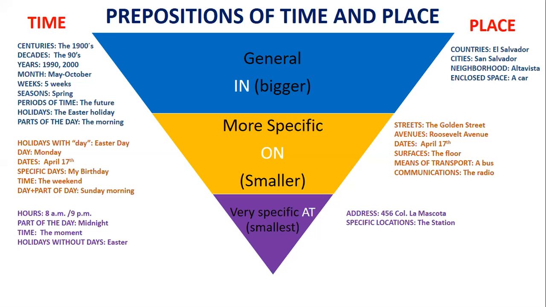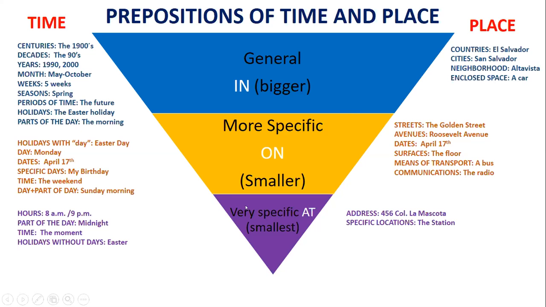For specific special dates, for example, my birthday. For specific times, more specific times, like on the weekend. We can also use on for when we describe day or part of the day. For example, on Sunday morning. I know that it is in Sunday, sé que es el domingo, ¿verdad? Un día. Pero cuando yo digo en qué momento del domingo, digo on Sunday morning.